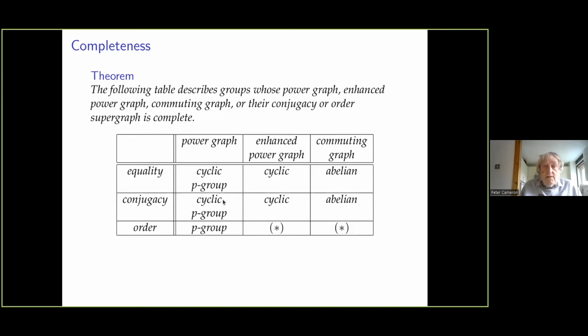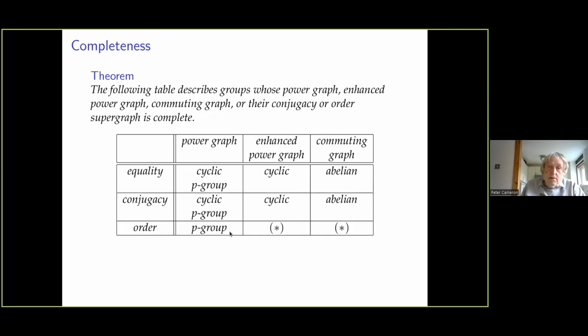Now, for the conjugacy superpower graph, it turns out that the classes are exactly the same. This is not a triviality. Essentially, what you need to prove that is an old theorem that goes back to Jordan in the 19th century, saying that if you have a proper subgroup of a finite group, then there is some conjugacy class which is disjoint from that subgroup. So we need that fact in order to prove that these are the same. When we go to order, things are a little different.